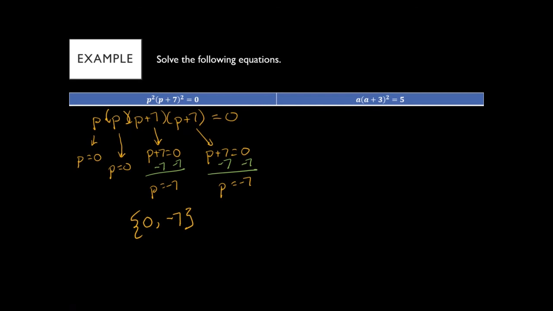So that's just a special case that you may come across when you start factoring these things: you may have repeated answers, and you only need to write it once. Now on the right, we have a times (a plus 3) squared equals 5. This is not equal to 0, so we need to get one side equal to 0. I'm going to subtract 5 from both sides.